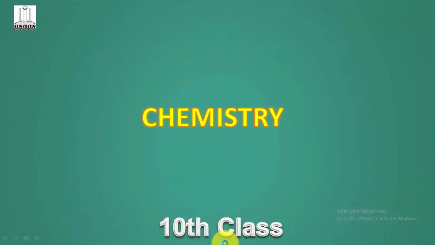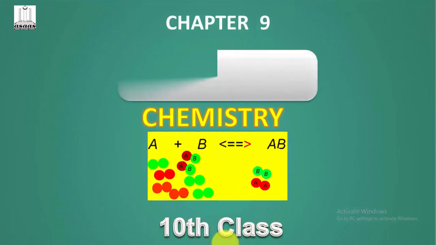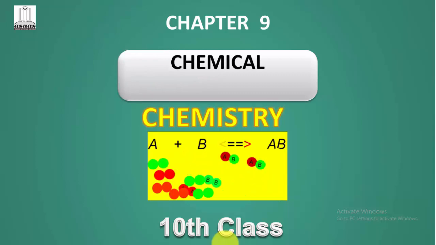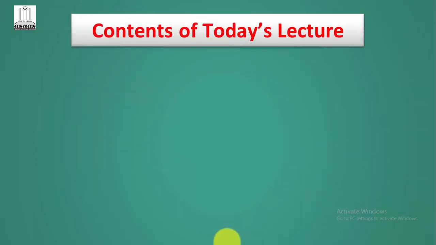Since I have been teaching you the subject chemistry, we are studying chapter number 9, Chemical Equilibrium. Today is our lecture number 9. In the previous lecture, we did the examples of expression of equilibrium constant derivation. We did test yourself 9.2 and we saw the equilibrium constant Kc definition and whether it has units or not.